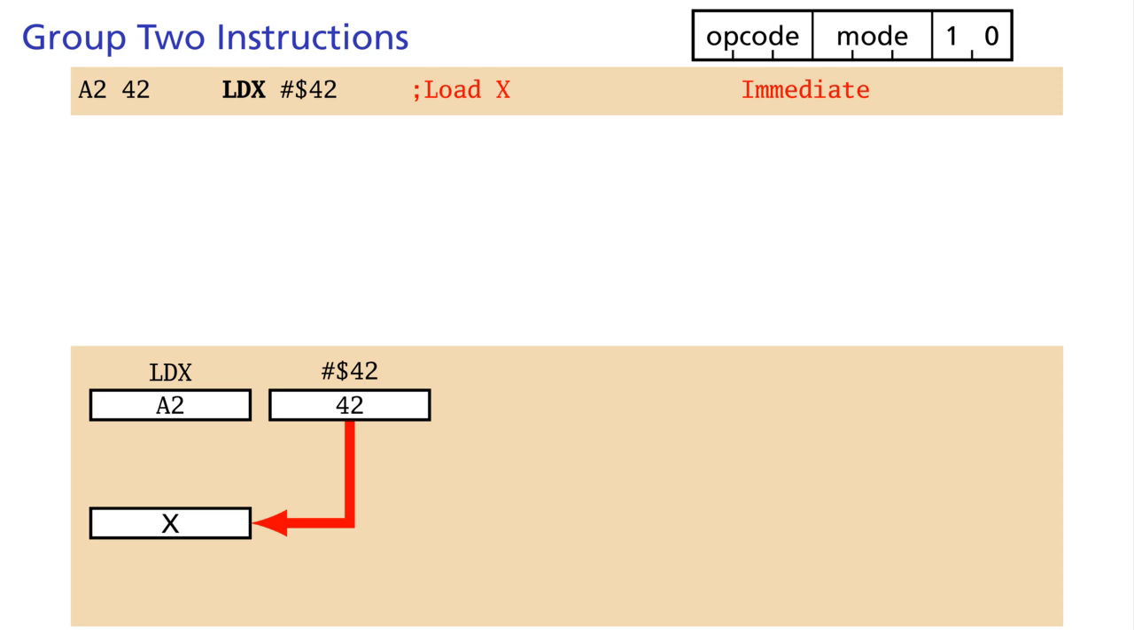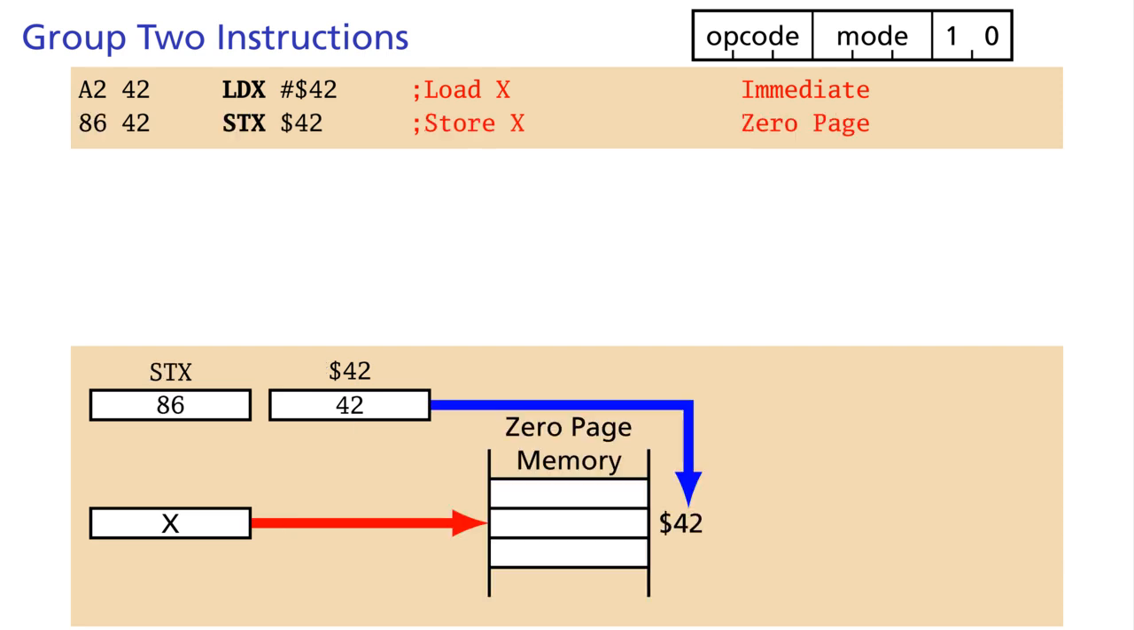Group 2 instructions don't support the indirect addressing modes, but are otherwise very similar to Group 1 instructions and are largely orthogonal. LDX loads a value into the X register, such as a literal. Of the Group 2 instructions, LDX is the only one that can use a literal like this. STX stores the value in the X register into memory, here at a zero-page address.